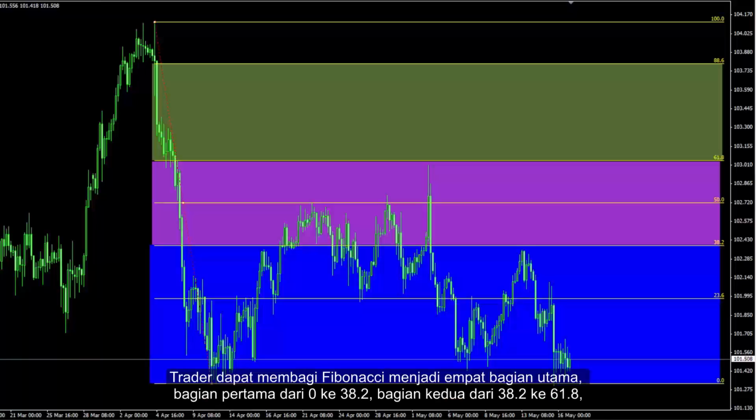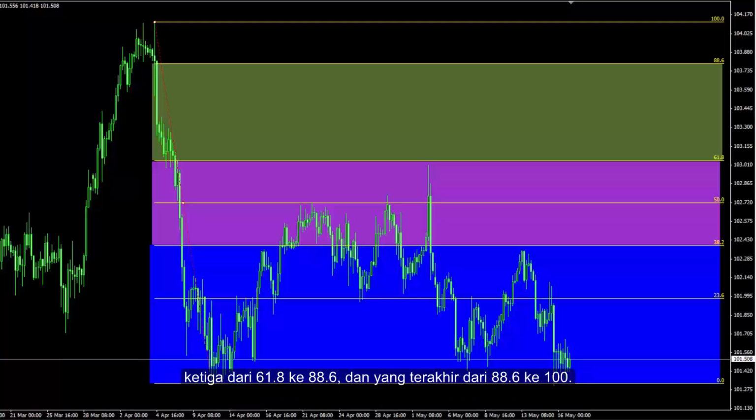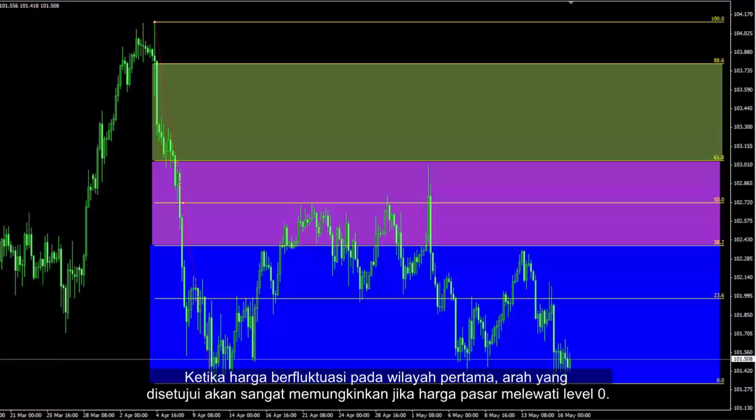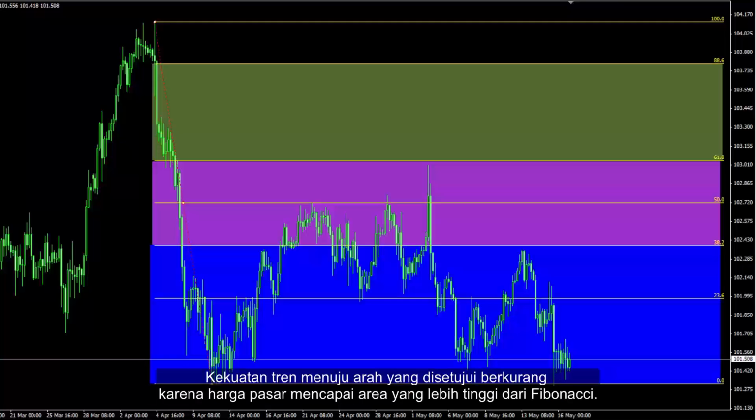A trader can divide Fibonacci into four main parts. First section from 0 to 38.2. Second part from 38.2 to 61.8. Third, one from 61.8 to 88.6. And the last one is from 88.6 to 100. When price fluctuates in the first region, the agreeing direction would be highly probable if market price passes the zero level. The power of trend towards agreeing direction decreases as market price reaches the higher area of Fibonacci.